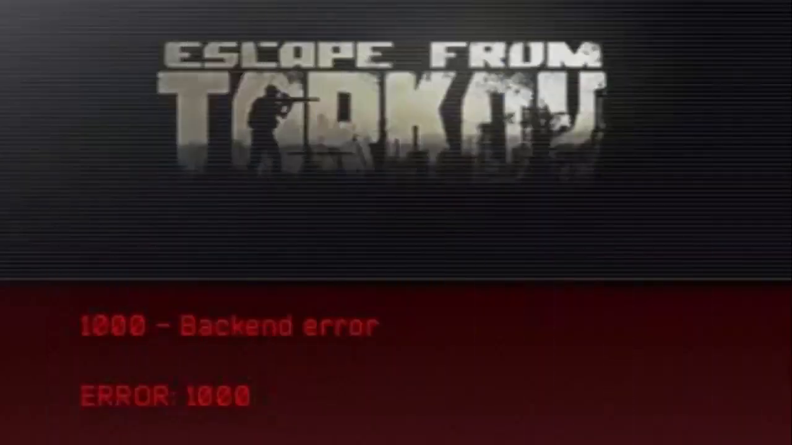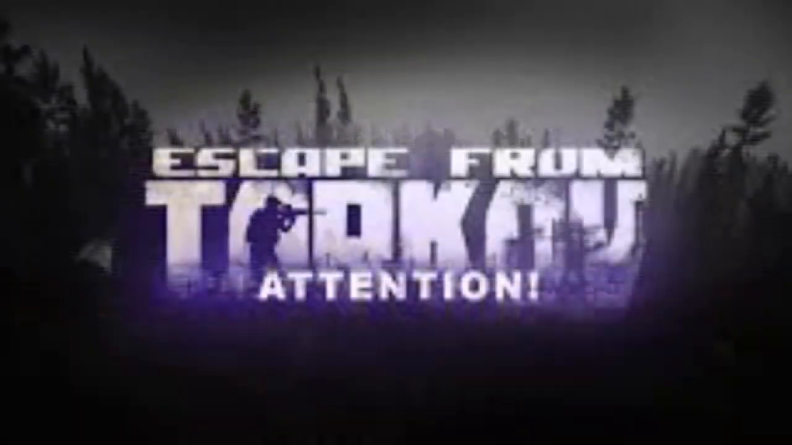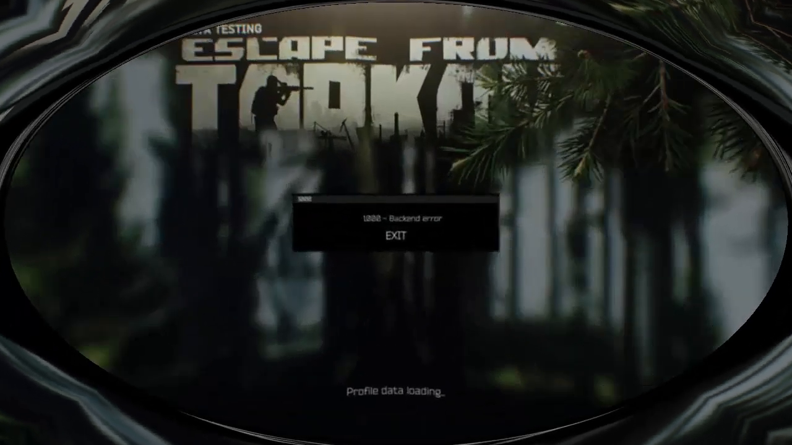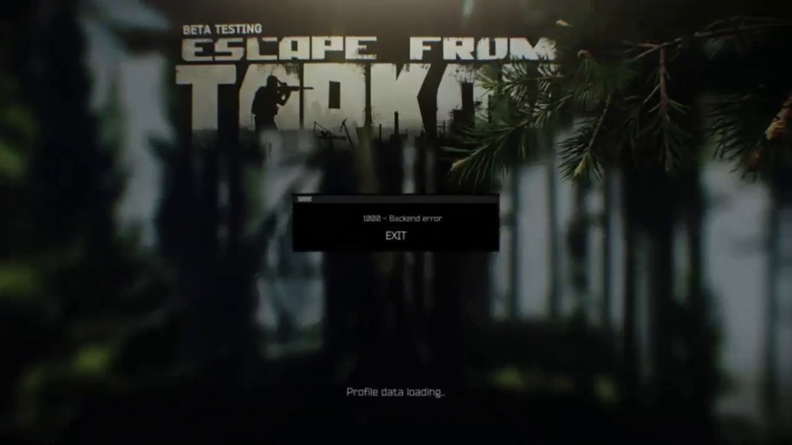The Escape from Tarkov backend error comes across to be an issue of server-side data allocation, and it is said that this error usually occurs when there is miscommunication between the servers and the player's device. Server outages are prevalent with internet-connected games, and the game developers are mainly inclined to get them fixed as soon as possible to improve the gaming experience for players.